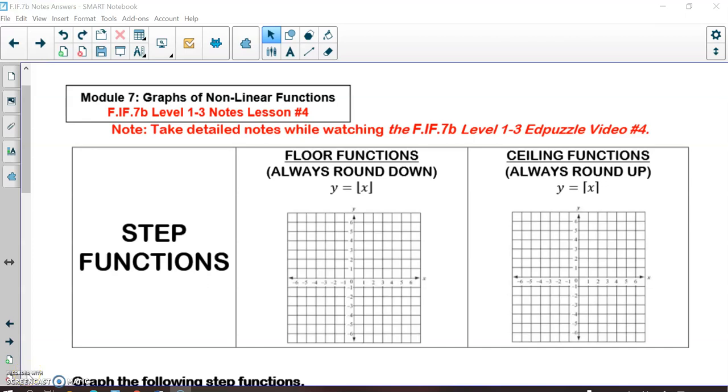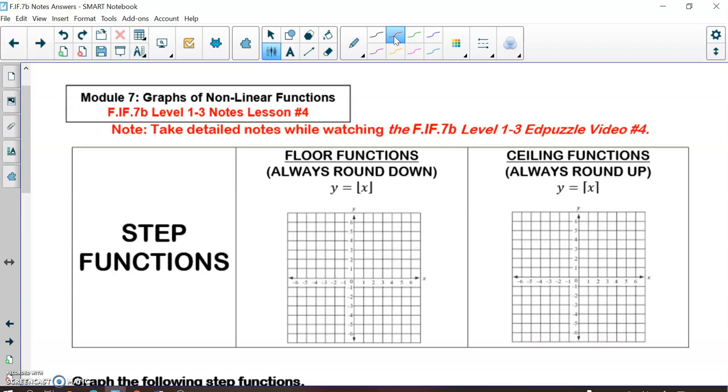Right, hi everyone. So now we're going to learn about step functions. Step functions are those functions that I showed you in the last standard where they create little steps going either up or down. Now there's two different types of step functions, and you do need to pay attention to what your equation looks like.